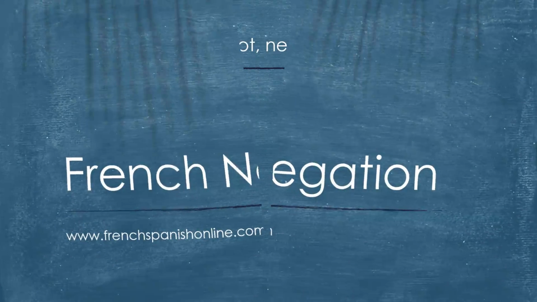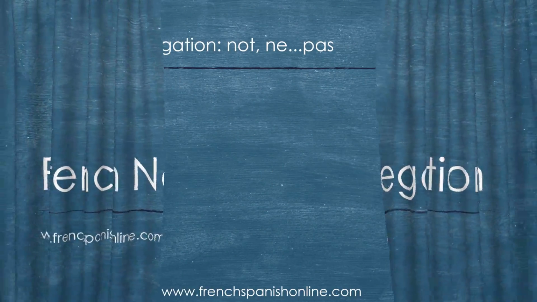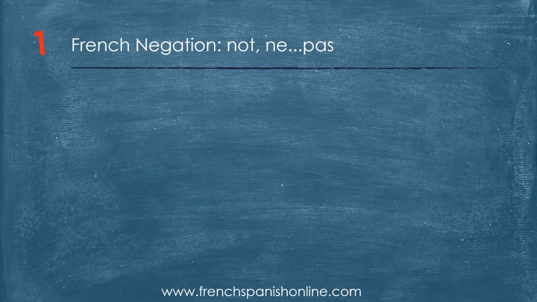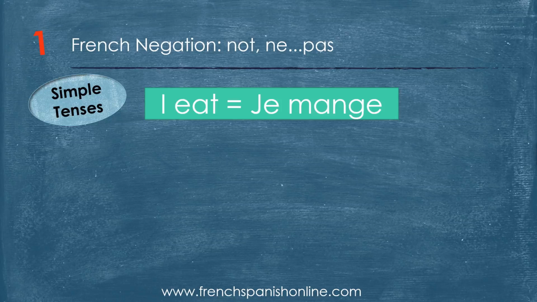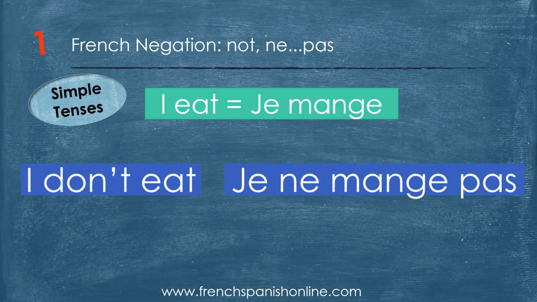French negation with FrenchSpanishOnline.com. We are going to see in this video how to translate the word not in French. For simple tenses with just one verb, for example, the present tense, I eat, je mange. So if you want to say I don't eat, you will say je ne mange pas.